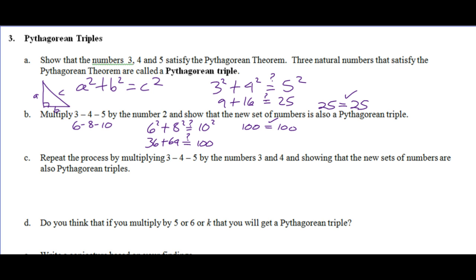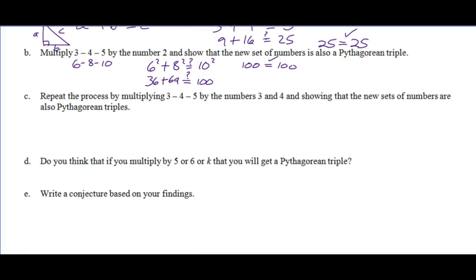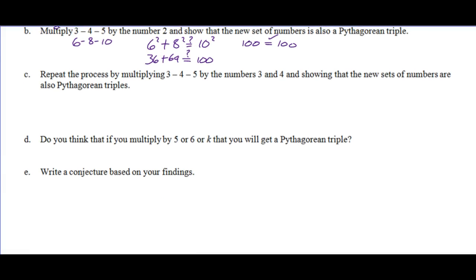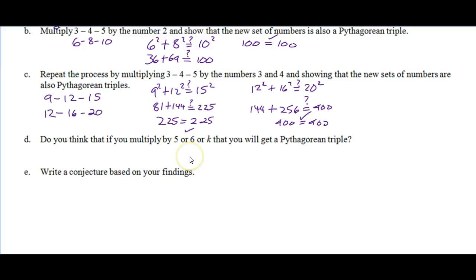Okay. That's kind of an alternate method of checking, right? On the radicals, we did the left side, right side, the t-table. That's a much more formal way to check. Repeat the process by multiplying 3, 4, 5 by the numbers 3 and 4 and showing the new set of numbers are also Pythagorean triples. Okay, so I'm going to pause this. Okay, so it worked for 3, 4, 5 times 3 and 3, 4, 5 times 4.